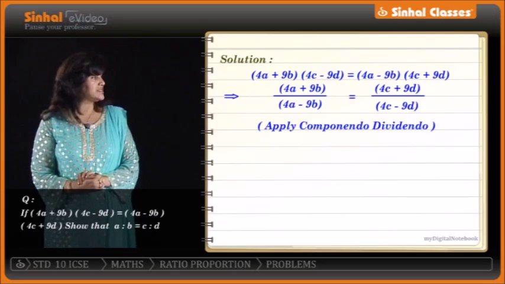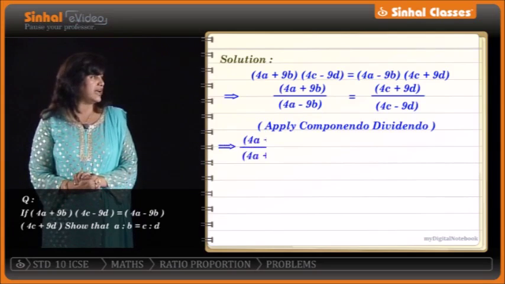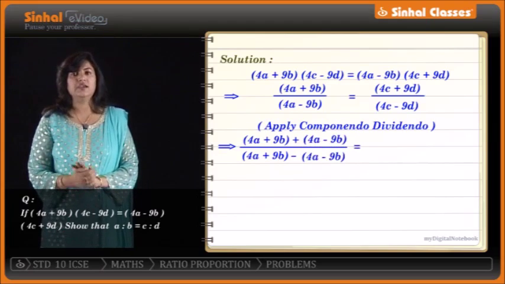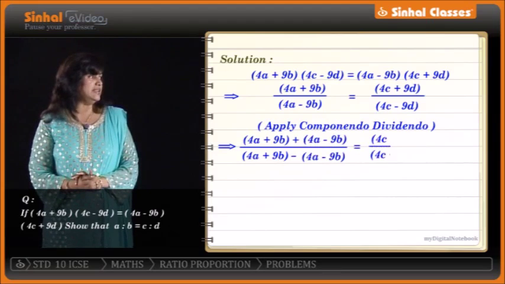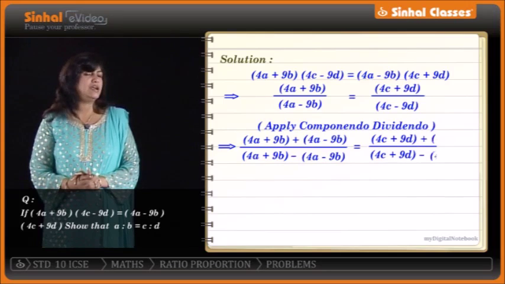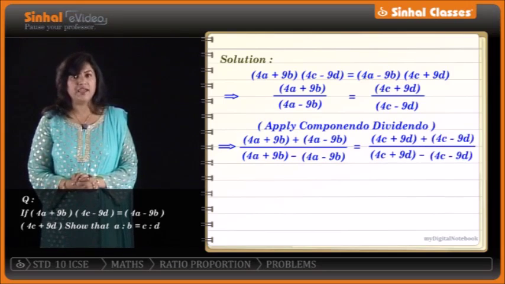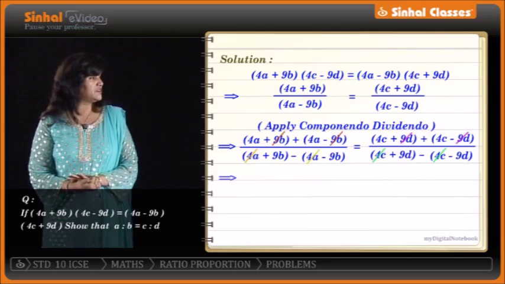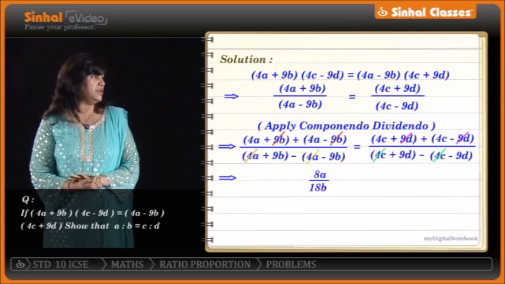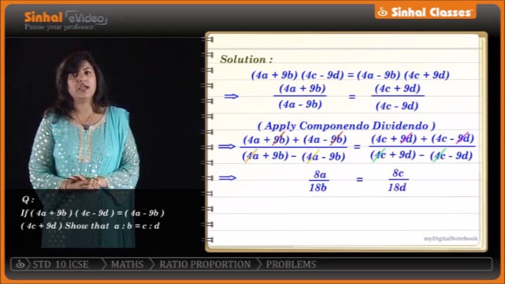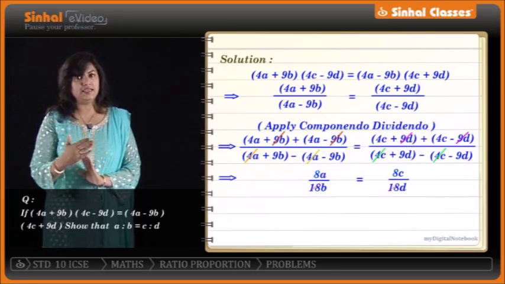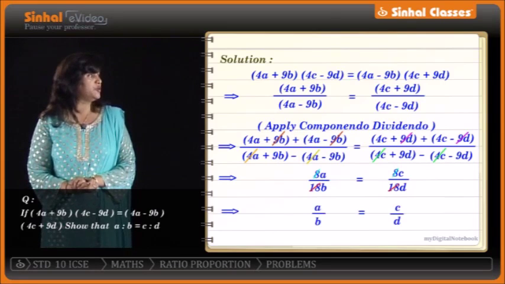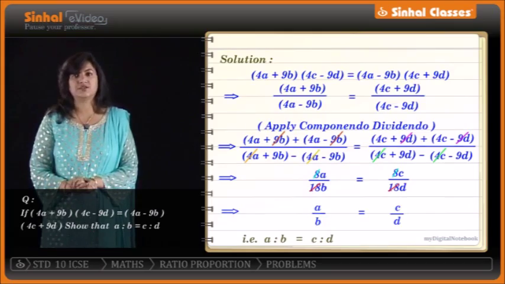We get 4a plus 9b plus 4a minus 9b upon 4a plus 9b minus 4a minus 9b. On the right we get 4c plus 9d plus 4c minus 9d upon 4c plus 9d minus 4c minus 9d. Now let's cancel out whatever possible. We'll be left with 8a upon 18b is equal to 8c upon 18d. Now cancel 8 and 8, 18 and 18. We have a by b is equal to c by d. That is, we have proved a is to b is equal to c is to d.